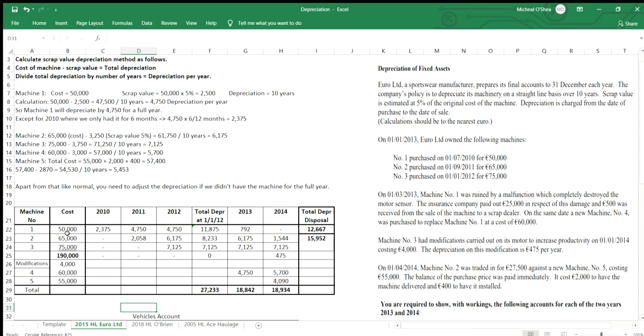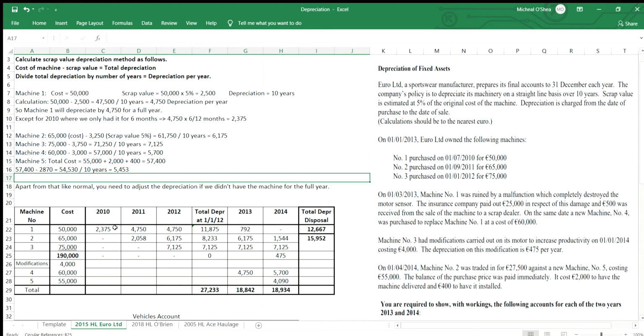So again, just square back to this. So these are all the costs. Again, we'll just focus on the ones we bought first. So for 2010, machine cost 50 grand. We calculated that the depreciation per year is 4,750, but we didn't have it for all of 2010. So if that's my depreciation per year, I only had it for 6 months in 2010, so I worked out 2010's depreciation to be 2,375. For 2011 and 2012, we had it for the full year. So let's put in 4,750 for both. Total adds up here to be 11,875 for those three figures.